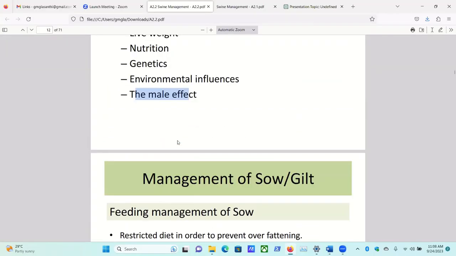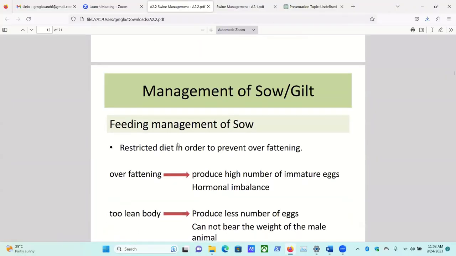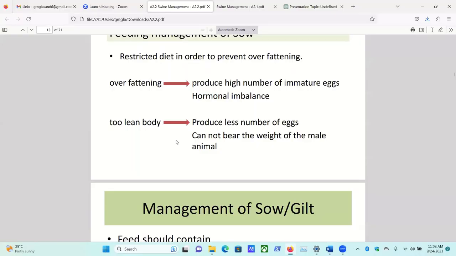So these are the things regarding puberty, and now we will discuss about the feeding management of the sow. So as I told you, these are breeding animals. We don't make them fat. So a restricted diet should be provided to avoid obesity or overfattening.